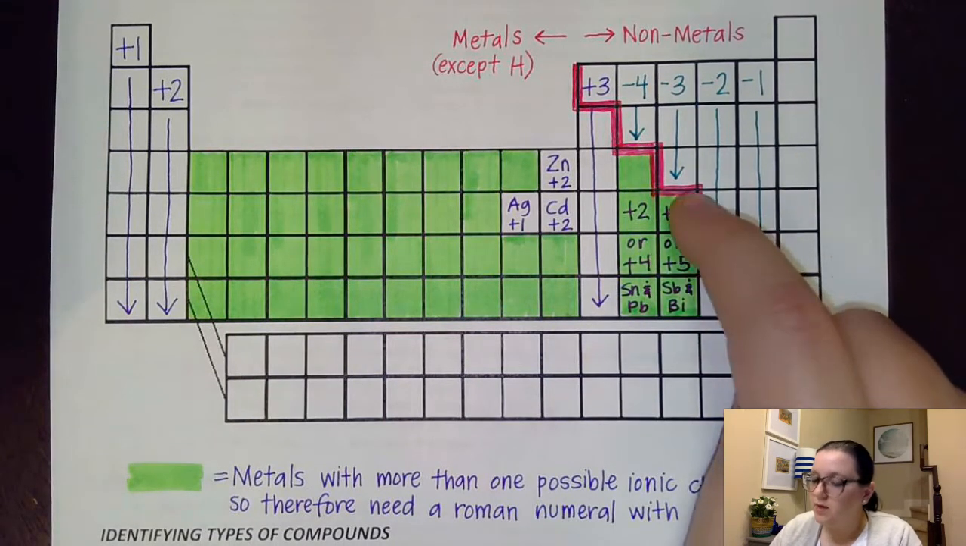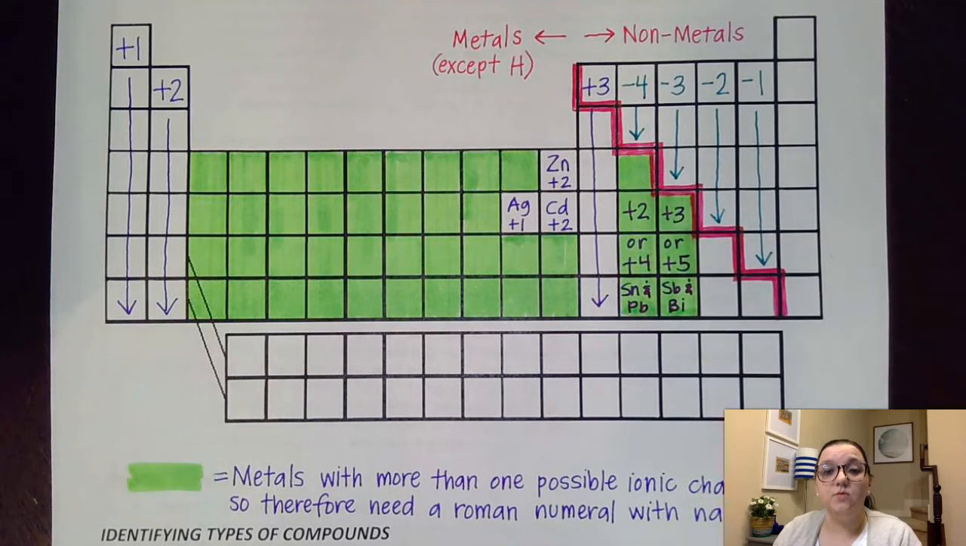Antimony and bismuth here in group 15 can be +3 or +5, depending on if they're losing just the P electrons or if they're losing the valence S and P electrons. For those of you that remember some stuff about electron configuration, we're going to go over that again in a couple weeks, but I just thought I'd bring it back up because that's the reason for some of those charges.